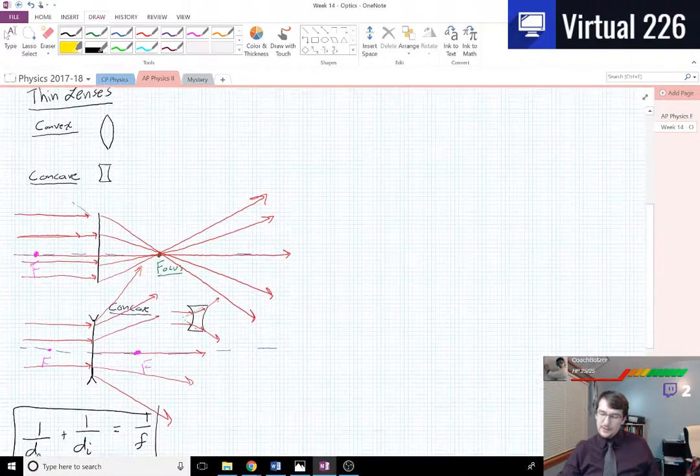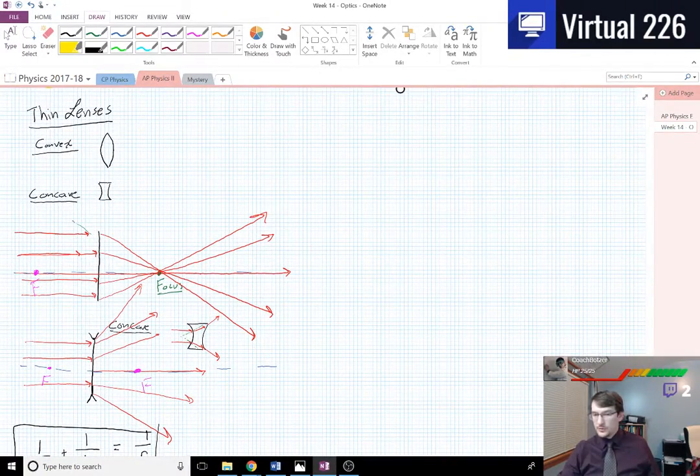We'll see some of that whenever you start playing around with the telescopes, whenever you start designing those. Okay, but just some basic stuff as we start getting into thin lenses, some stuff to keep in mind. Okay.